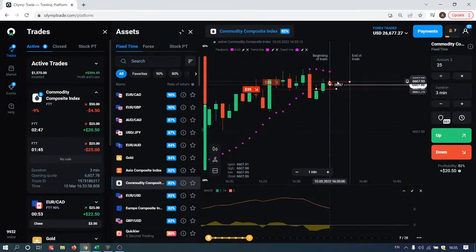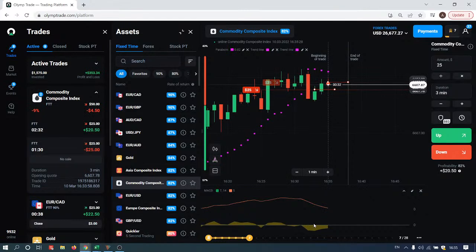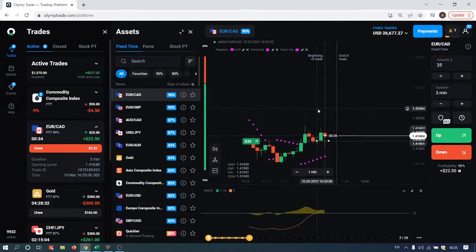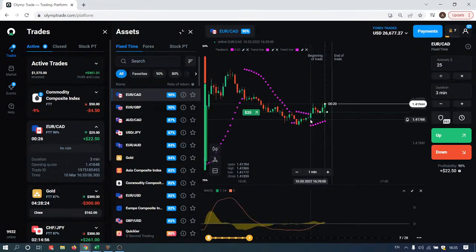The signal didn't change. We still have the parabolic SAR above the chart, above the current price, and the MACD area is also signaling us for a down trade here. Now, euro CAD. So we had this downwards push, and now we are going up, right? So quick change of sentiment.